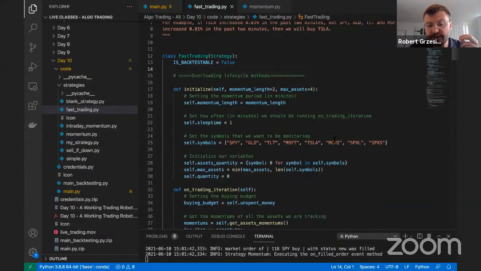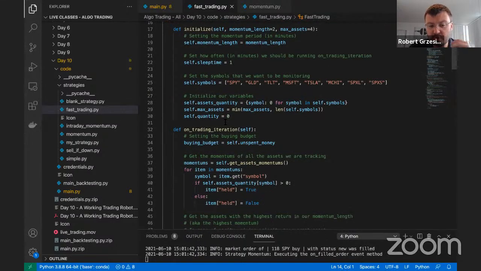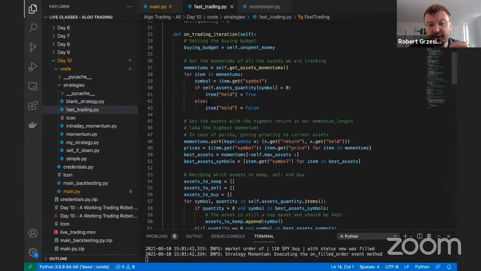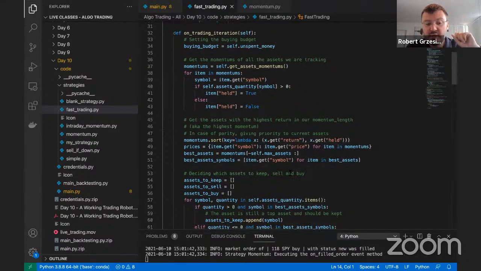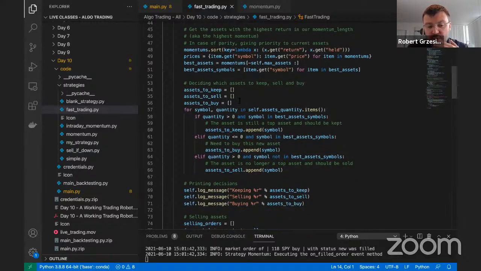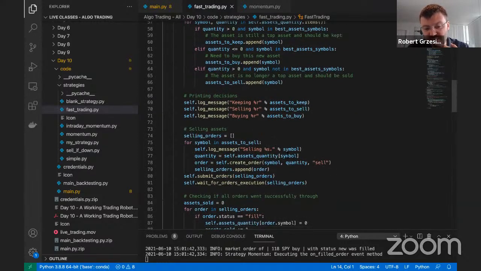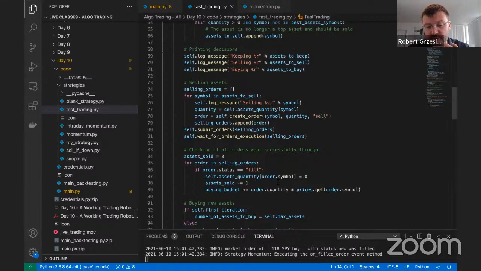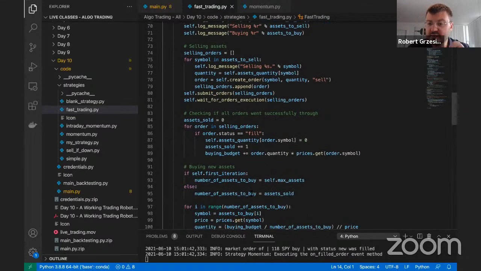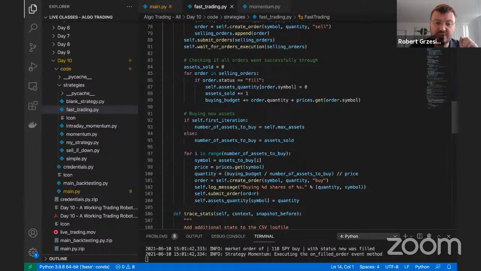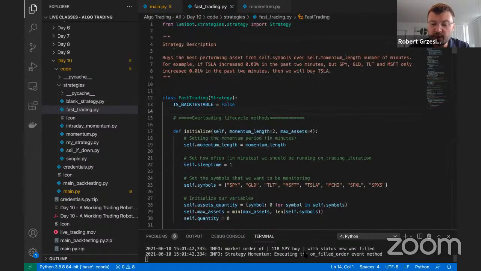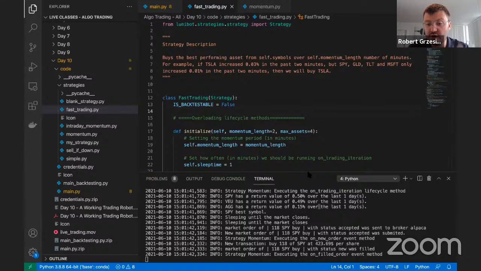So we have all the different symbols here. We tell it the quantities of each symbol. And then basically we get their momentums. We sort and say we only want the top few. And then here, we're saying which assets we want to keep, which assets we want to buy, which assets we want to sell. And then we actually execute the orders. So we sell them and then we buy them and we get all that stuff done here. That's essentially how the strategy is defined. We also give you a lot of code too, so that you can work off of existing code and don't have to make this stuff from scratch.